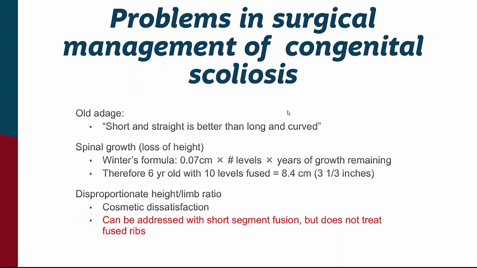One of the difficulties with congenital scoliosis is that the old adage of short and straight is better than long and curved has now been replaced. Historically, physicians thought a longer curved spine was worse than having a short and straight one, but that ultimately led to increasing pulmonary difficulty with failure of the lung capacity to develop, and cosmetic concern, where the torso was short and the arms were significantly longer.